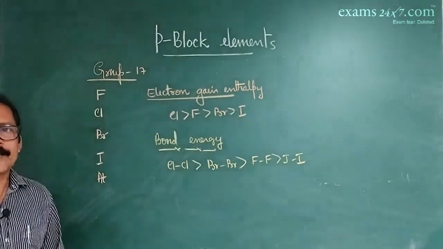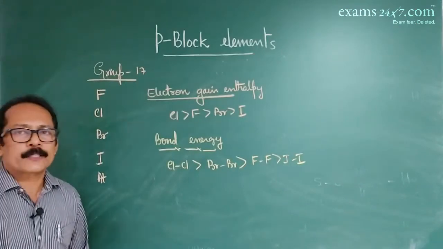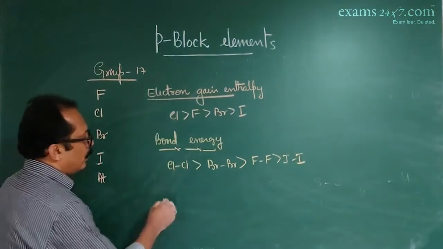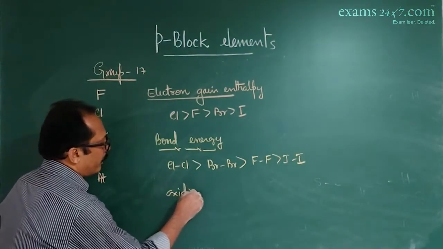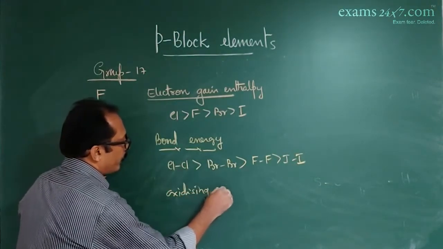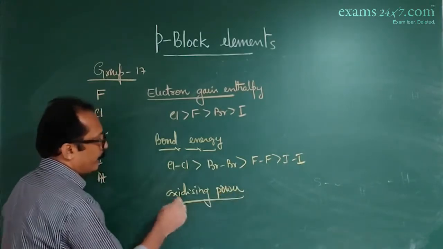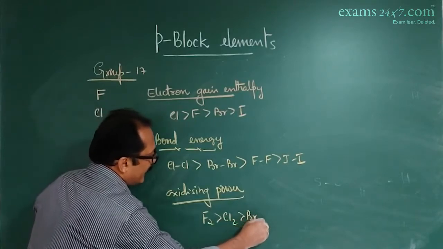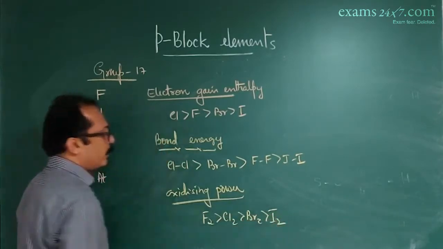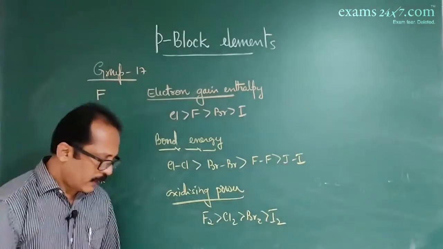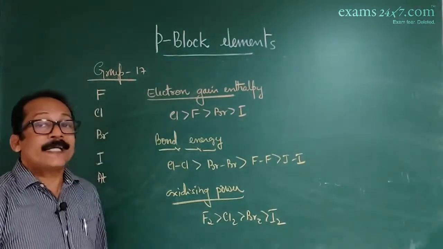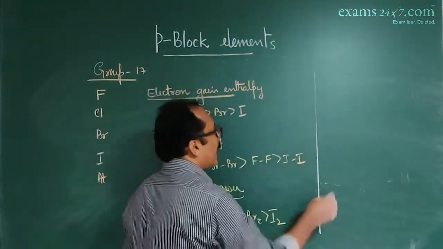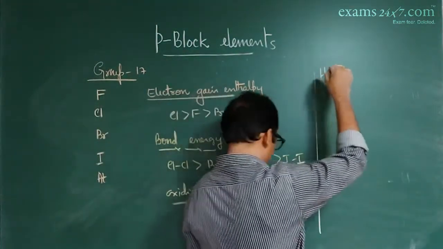Now, about the stability and oxidizing power. Oxidizing power: fluorine, the highest. Next comes chlorine. Least is iodine. Fluorine, chlorine, bromine, and iodine. Now, about the heat of hydration. Here we consider halide ion. Heat of hydration.